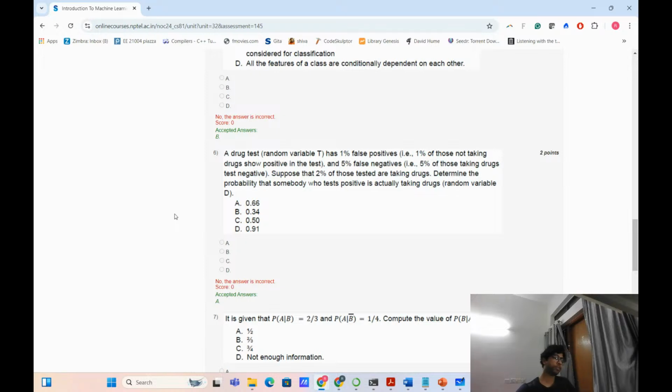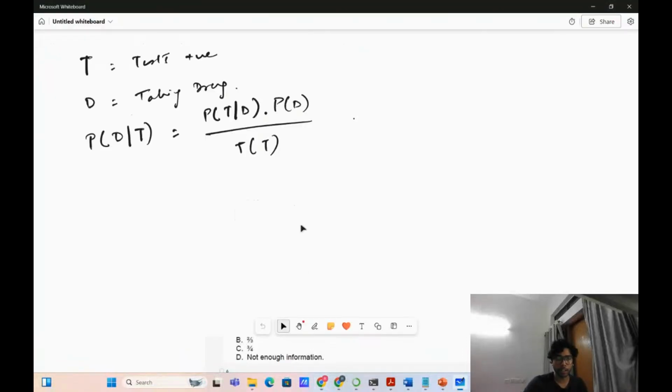Okay, so these are all problems on Bayes theorem, and there is one caveat. In the denominator, P of T, as I was explaining, you have to apply the law of total probability, which I explained in the probability class. So you have to be careful about that.